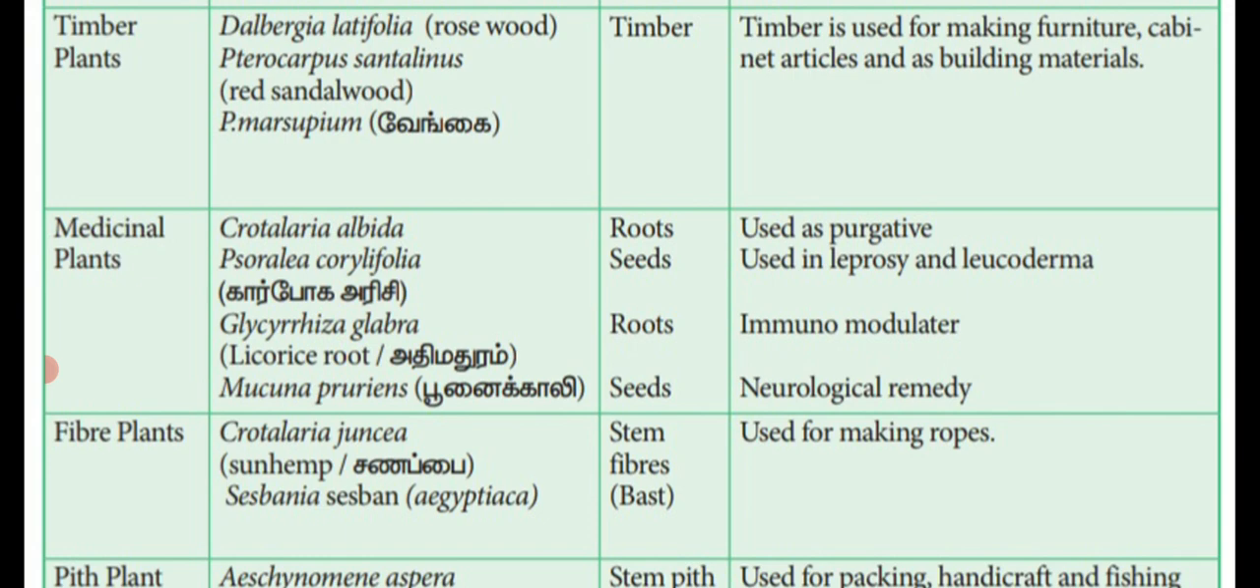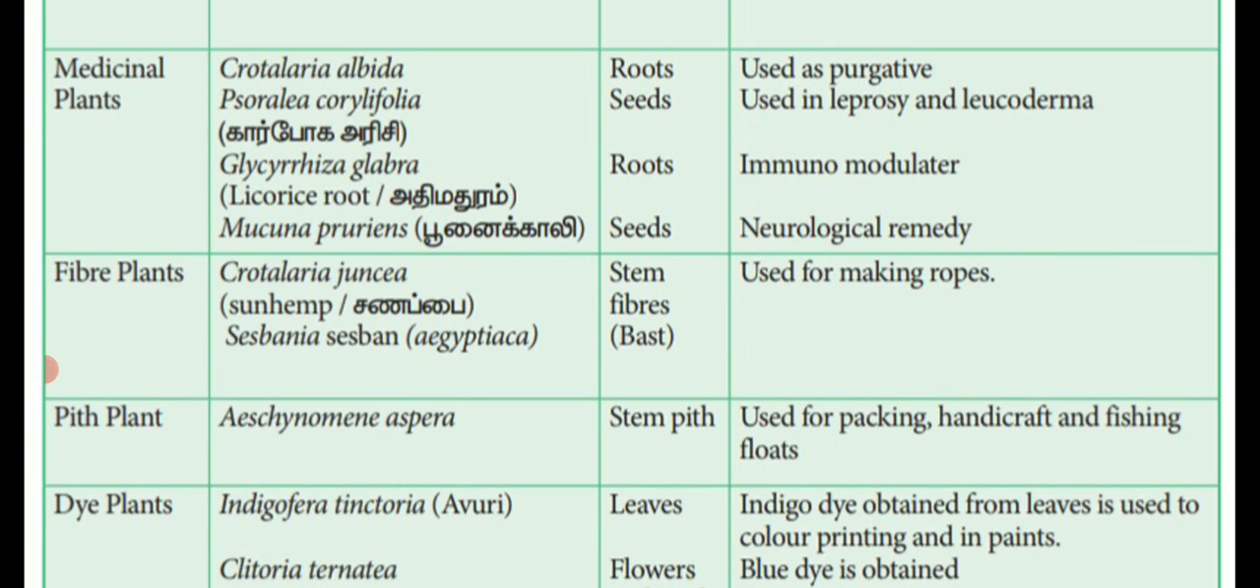Another one, fiber plant: Crotalaria juncea, that is sun hemp, is a very, very important 2-mark question. Stem fiber known as bast fiber is used for making ropes. Another one, Sesbania bispinosa. Then an important 1-mark question, pith plant: Aeschynomene aspera, whose stem pith is used for packing material, handicrafts and fishing floats.